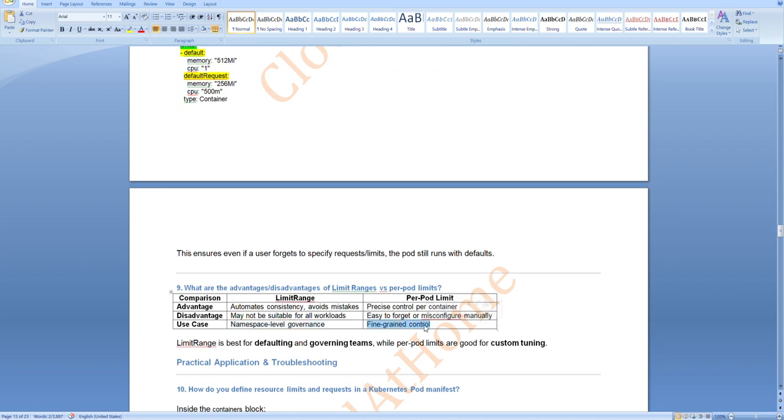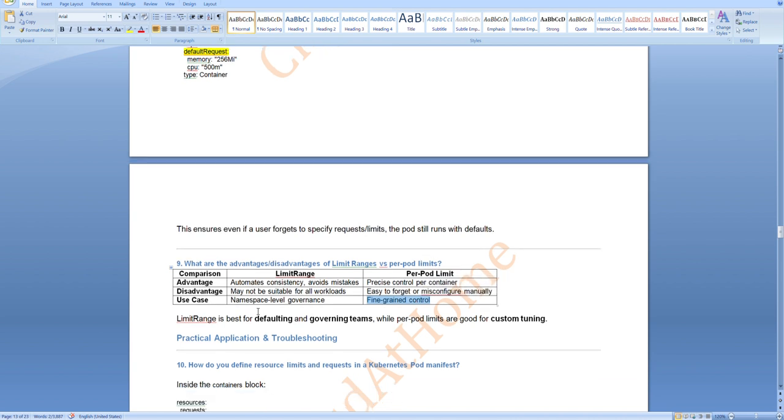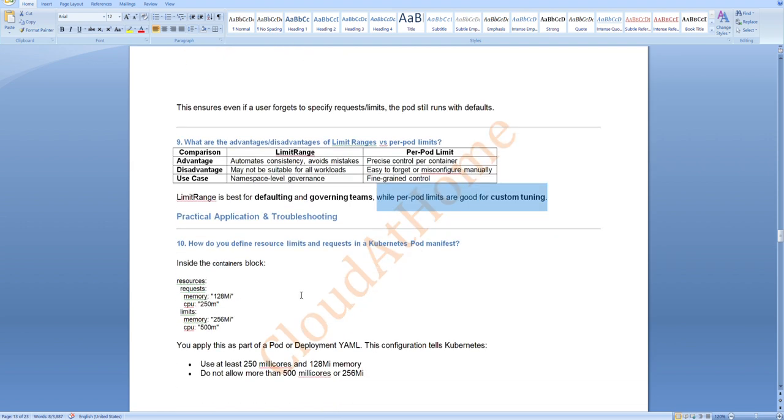And fine grained control: if you are very much sure that we are not going to make mistakes, and each time we declare a pod, we will define the resource and limit conditions of CPU and memory, then you go ahead with the per pod limit as well. Okay, so limit range is the best for defaulting and governing a team, while per pod limit is good for custom tuning. Okay, so this is what we have discussed.